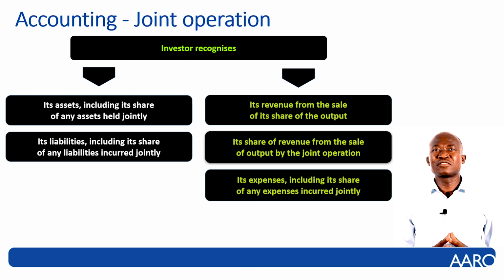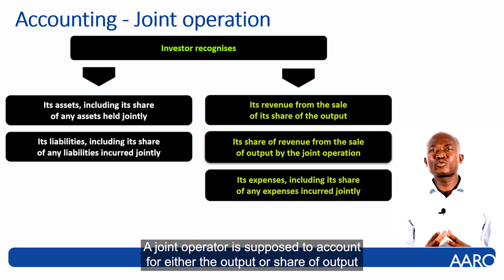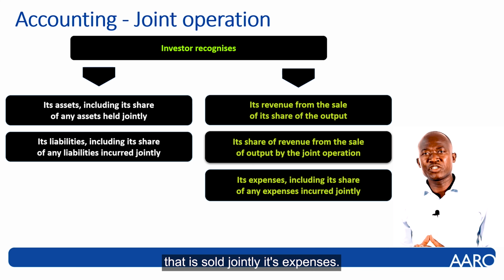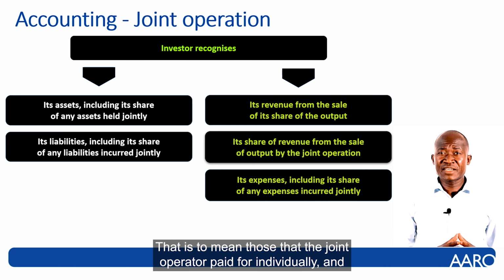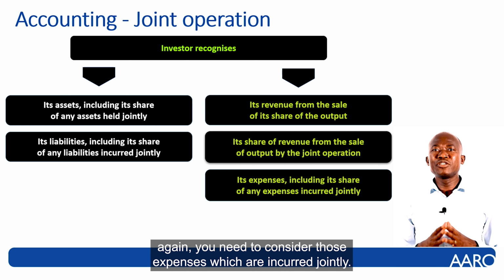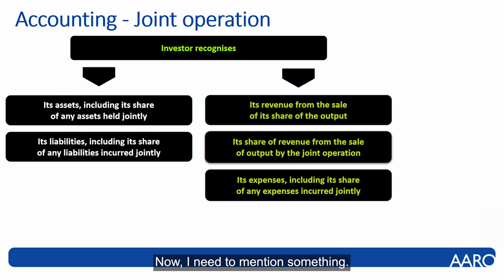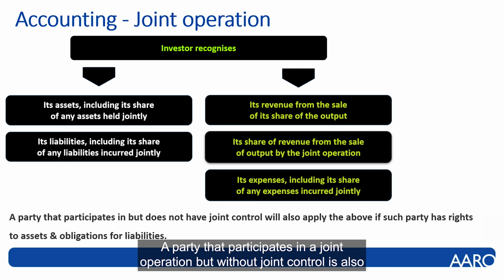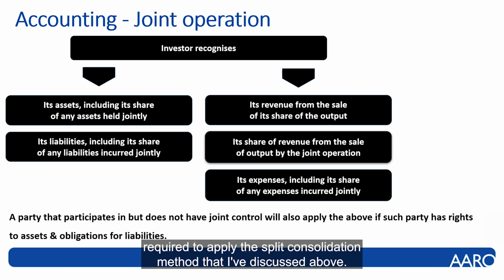So one thing comes out: a joint operator is supposed to account for either the output or share of output that is sold jointly, its expenses, that is to mean those that the joint operator paid for individually, and again you need to consider those expenses which are incurred jointly. Now, I need to mention something. A party that participates in a joint operation but without joint control is also required to apply the split consolidation method that I've discussed above.